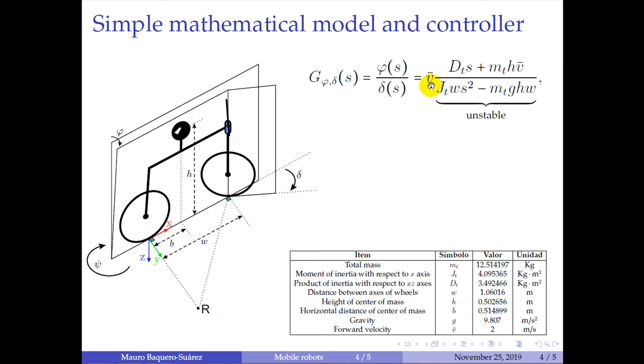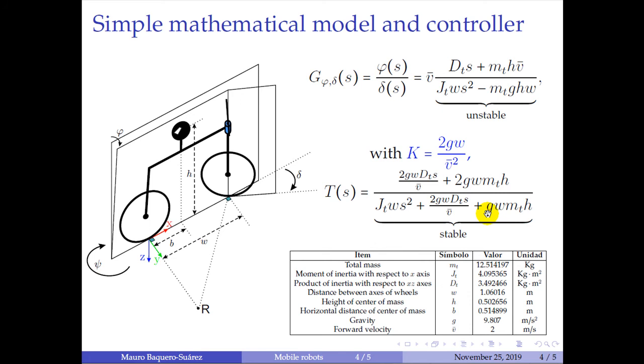Eigenvalues of this transfer function clearly show the system is unstable. However, by this proportional control definition, the closed-loop transfer function T is obtained, whose characteristic polynomial is Hurwitz and the control system is stable. Finally, the required mountain bicycle parameters were consigned in this table.